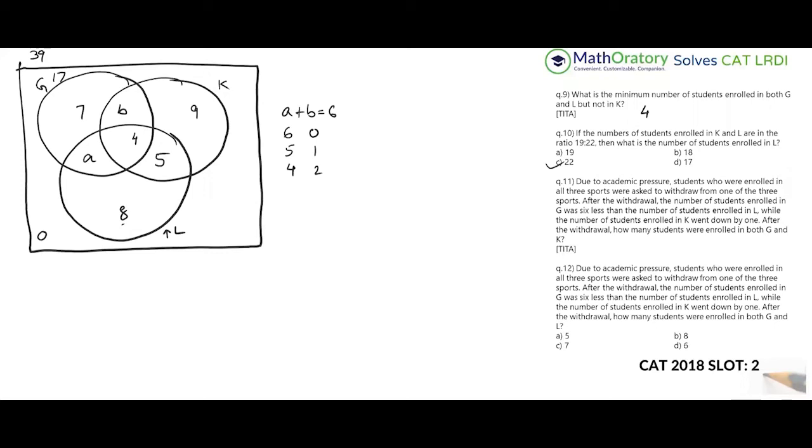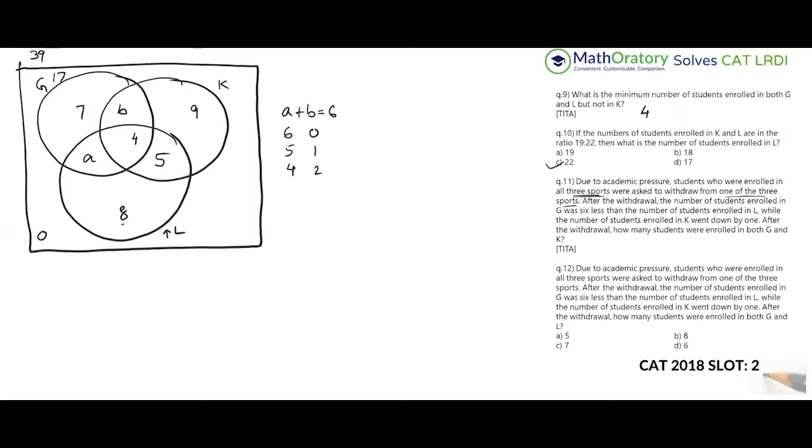So if you have the same premise, the advantage is I can go ahead and change whatever I want because these are the last two questions any which way, right? So let us do that. Due to academic pressure, students who were enrolled in all three sports were asked to withdraw from one of the three sports. So whoever was in all three sports, these four individuals were asked to withdraw from one of the sports.